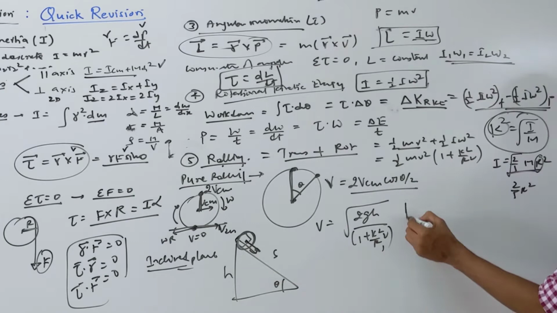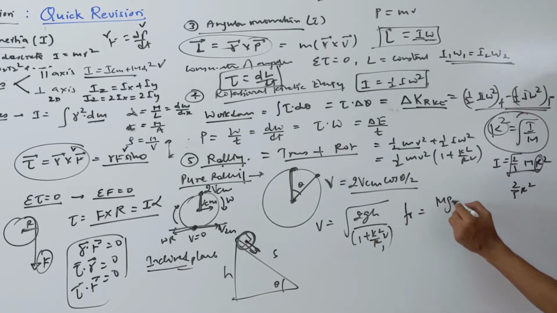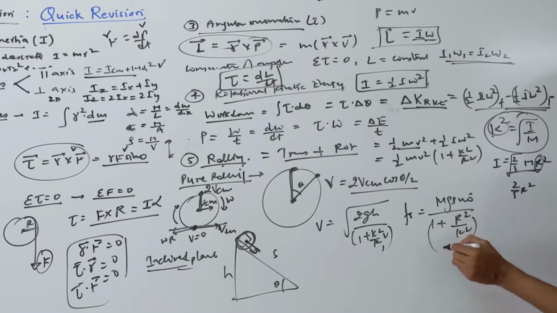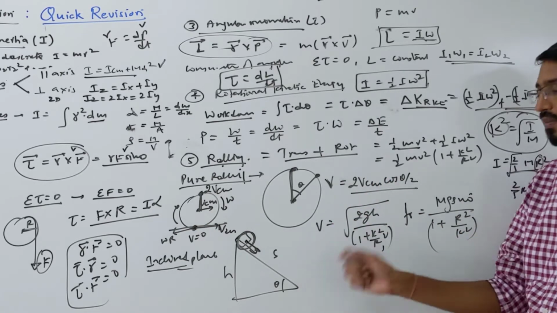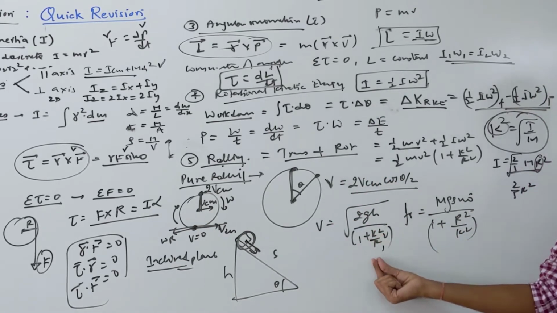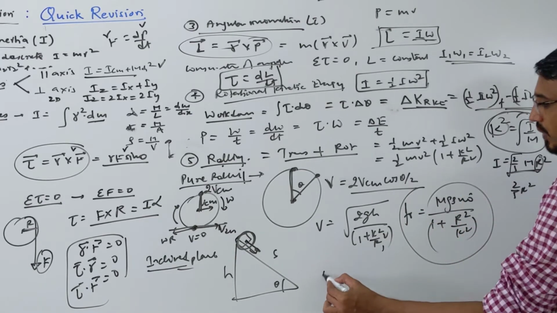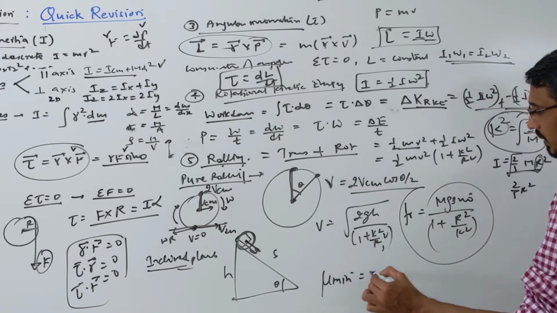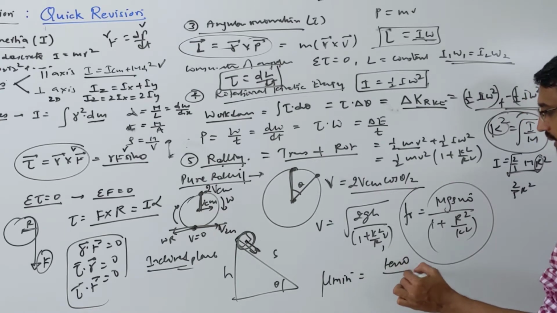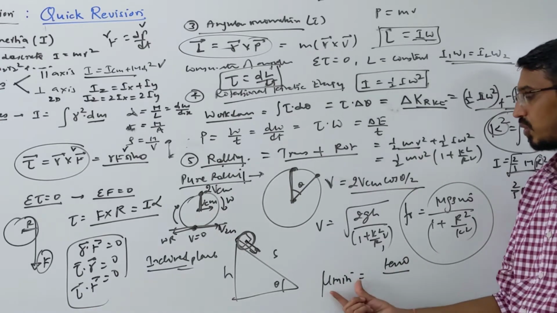So how much minimum friction do we need for pure rolling? That becomes mg sin theta upon 1 plus r square by k square. The formula for velocity, acceleration, time has the format 1 plus k square by r square, but this becomes 1 plus r square by k square. And if you do not need the minimum coefficient of friction, then it becomes simply tan theta. So in case of sliding, mu is tan theta.